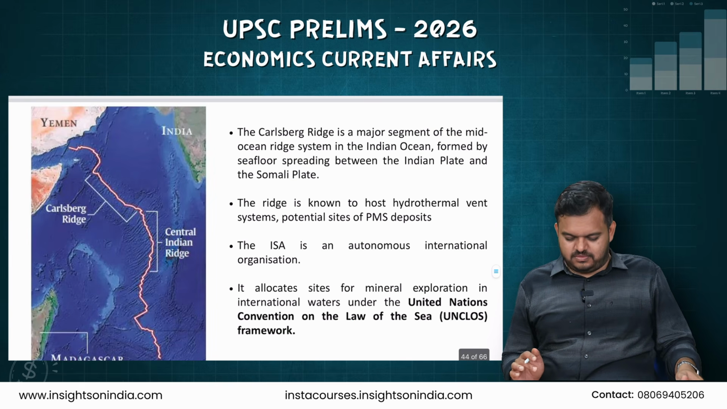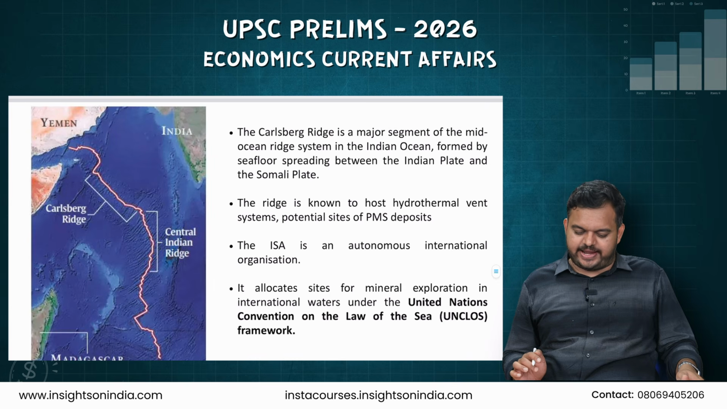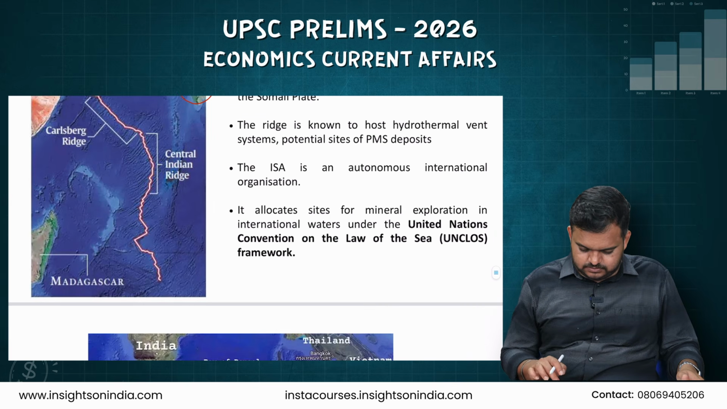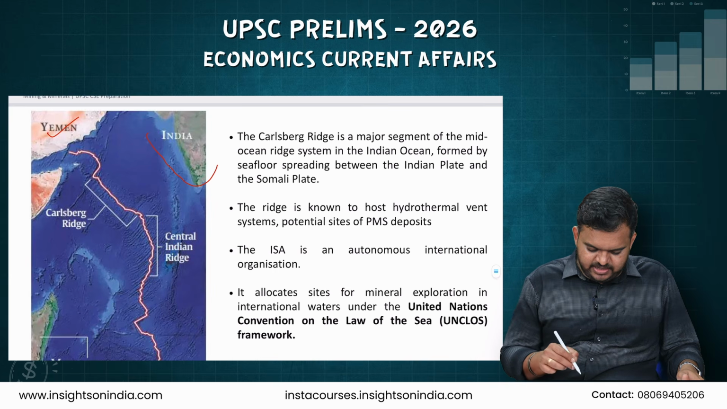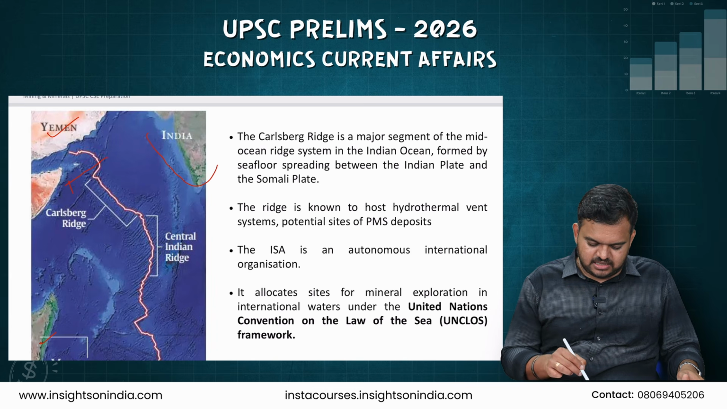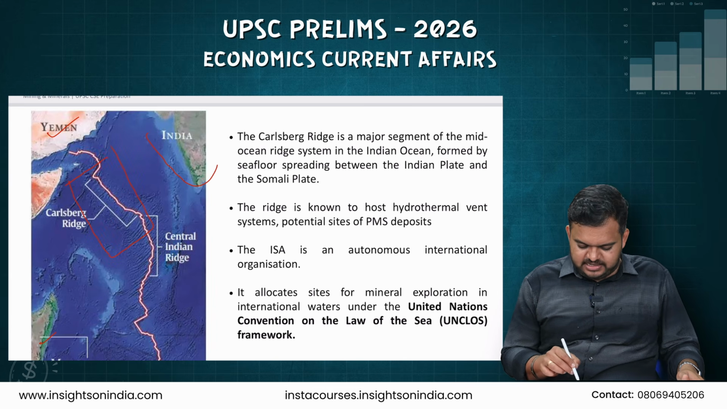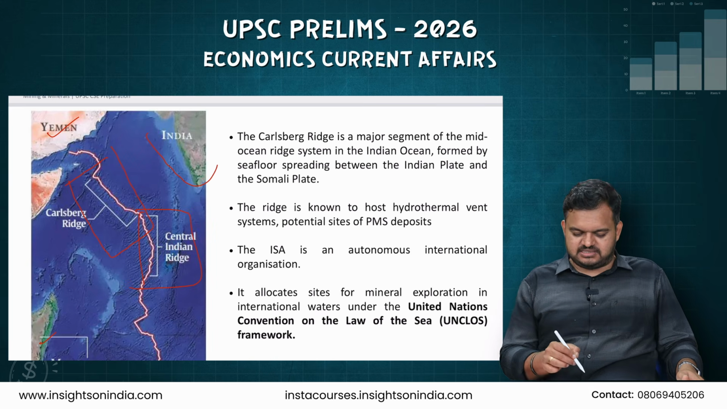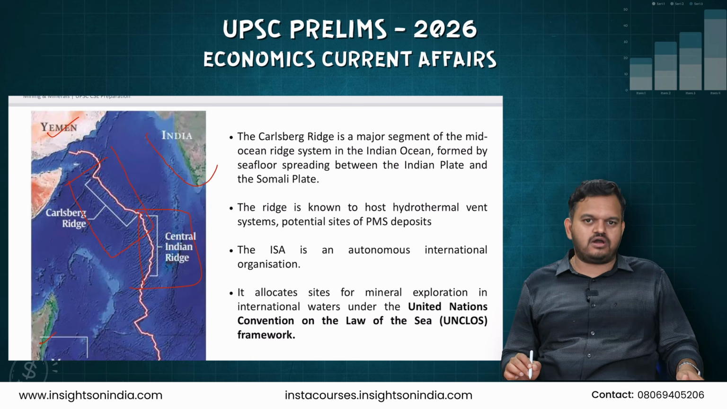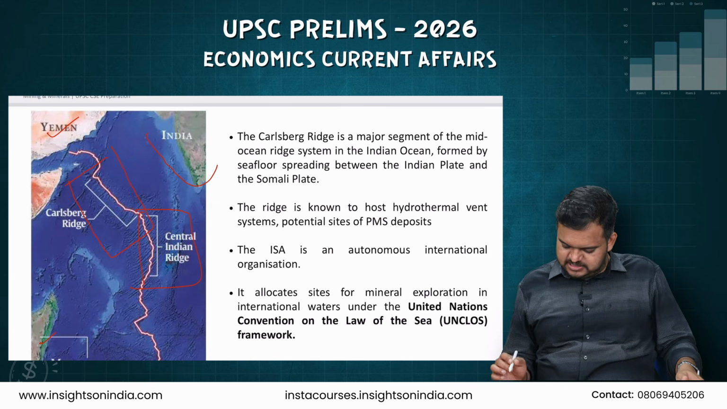So, just to know where these ridges are located: if you see this, India, Yemen, we have Yemen here and we have Madagascar, and this is the ridge in the Indian Ocean region. This part is called Carlsberg Ridge, and this part is called Central Indian Ridge. So, these are the two locations where India has been granted exploration licenses for polymetallic sulphides.